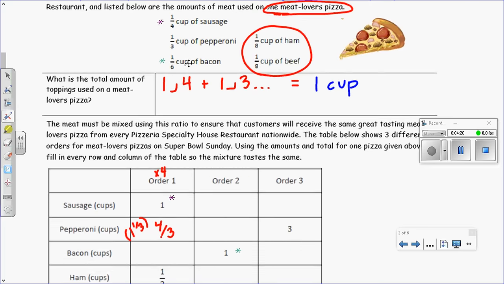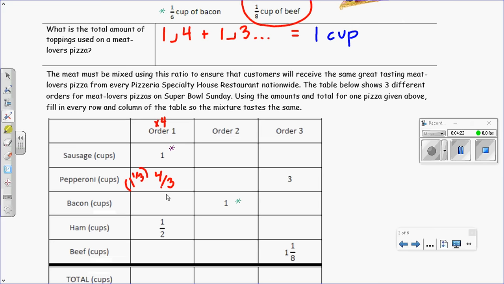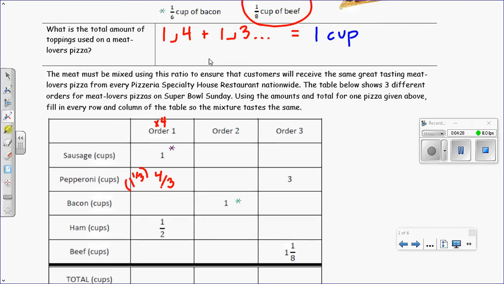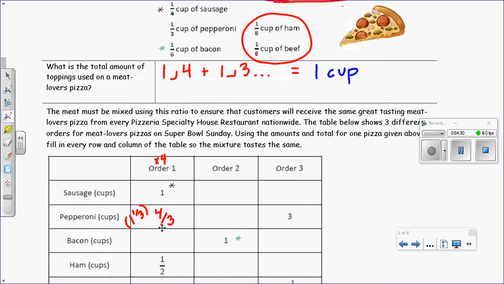Okay, pause it and take each one of these ingredients and multiply them by 4. I want you to fill in bacon and beef. Go ahead and fill in bacon and beef. So multiply those ingredients times 4. They already did ham for you.